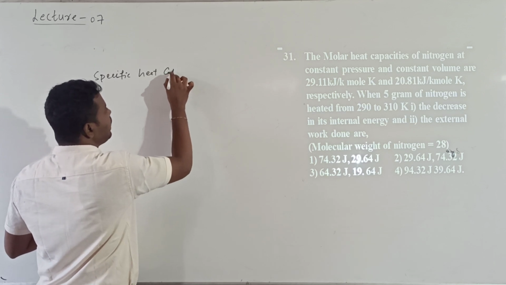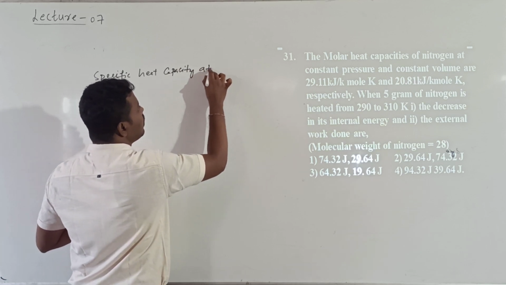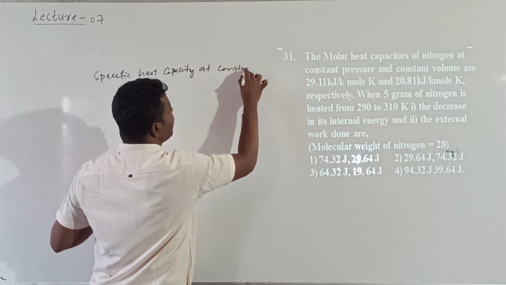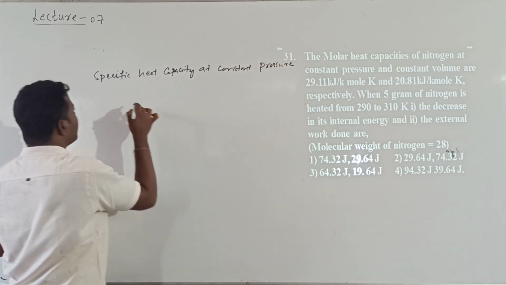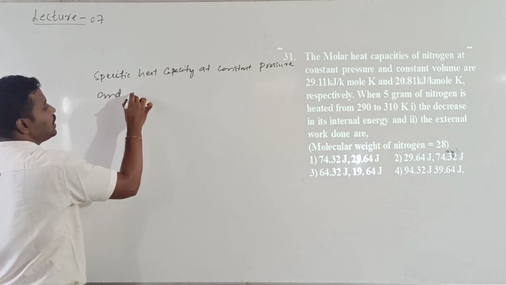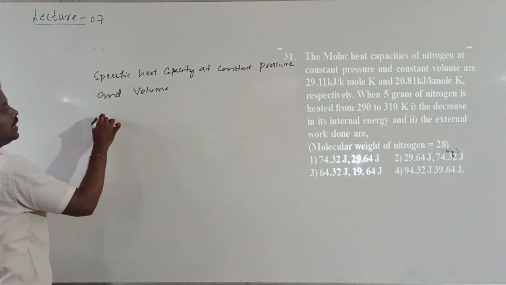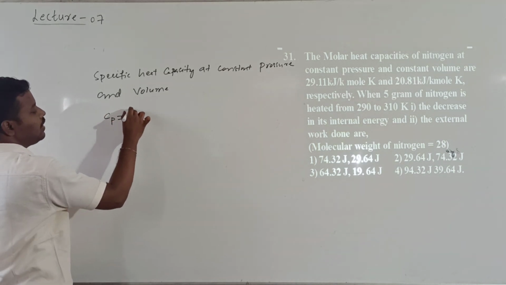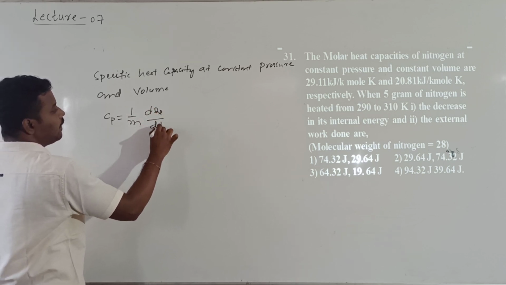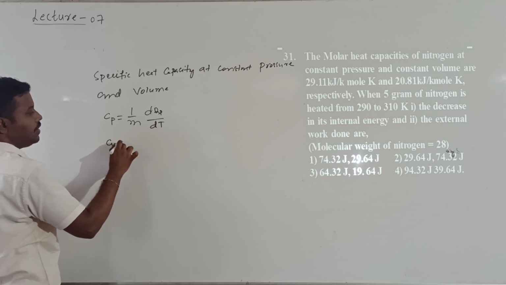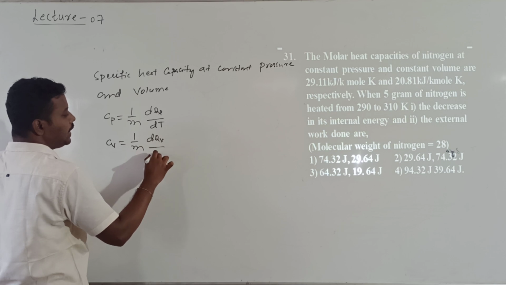Specific heat capacity at a constant pressure and volume. Just once I am recalling the concept. At constant pressure, small cp is equal to 1 by m into dQp by dT, whereas at constant volume, small cv is equal to 1 by m into dQv by dT.